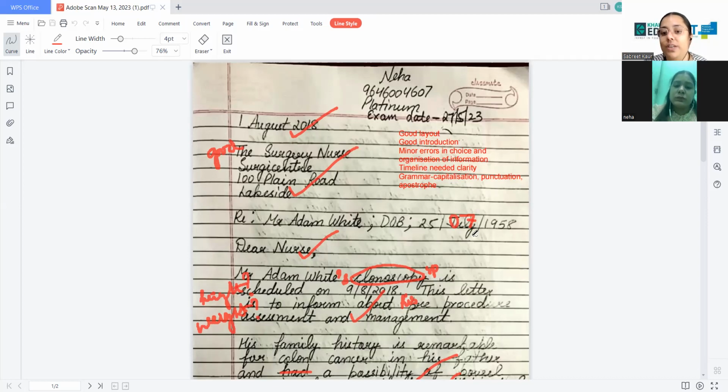So rather than writing 25 slash July slash 1958, it's better that you write 25/07 because July is the seventh month. So 07/1958. Otherwise, the layout seemed quite good to me, and you have a good understanding of it. So good job. Then let's talk about the introductory paragraph.